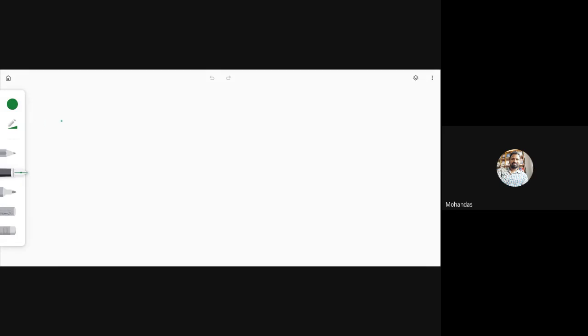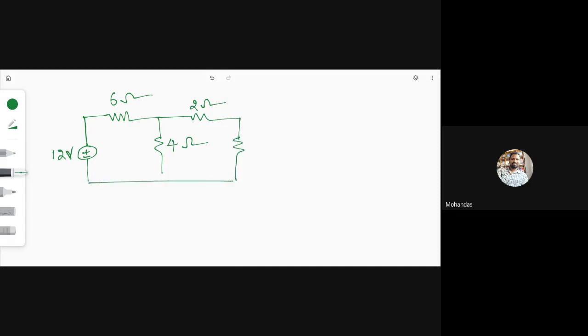So please, all of you note down this problem. The voltage source, plus and minus. We can represent this voltage source as a circle with the polarities, a longer line and a smaller line. This is 12 volts. This is 6 ohm, this is 4 ohm, and this is 2 ohm. This is 3 ohm. All of you note down this problem. This is the 12 volt source.